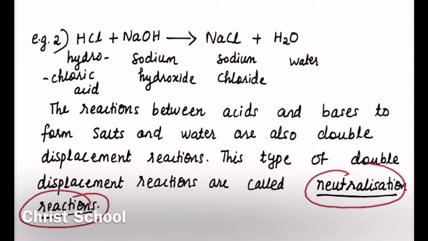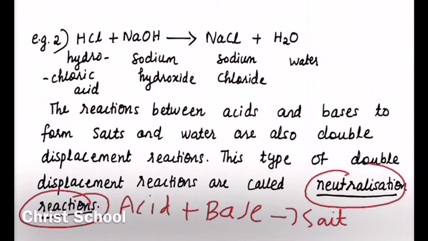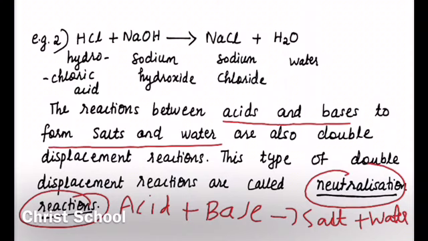And in this type of neutralization reaction, the reactants will be acid and base. One acid and another base will combine. They are the reactants. As a result, we will get salt and water. Then such a type of double displacement reaction is called a neutralization reaction. That means the double displacement reaction between acid and base to form salt and water. Such double displacement reactions are called neutralization reactions.